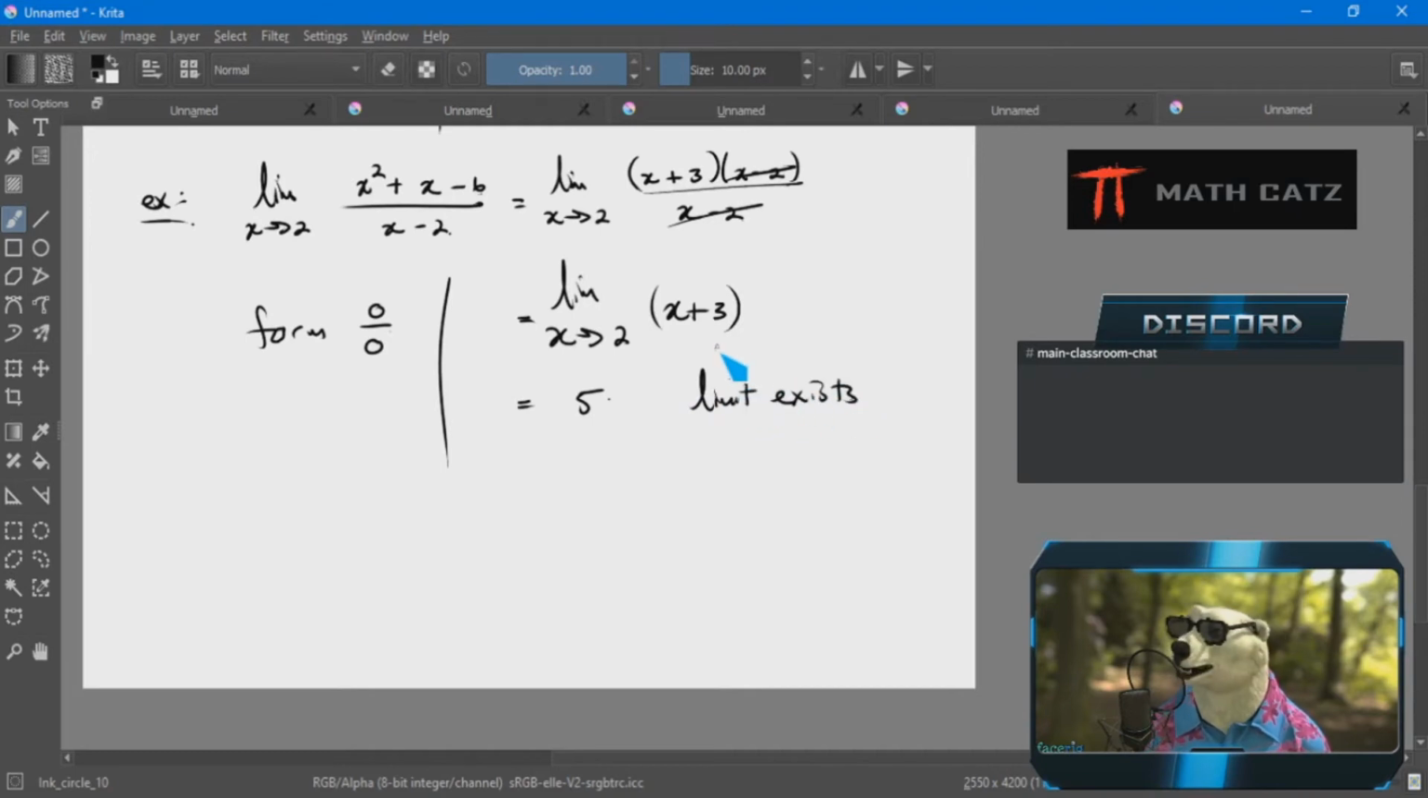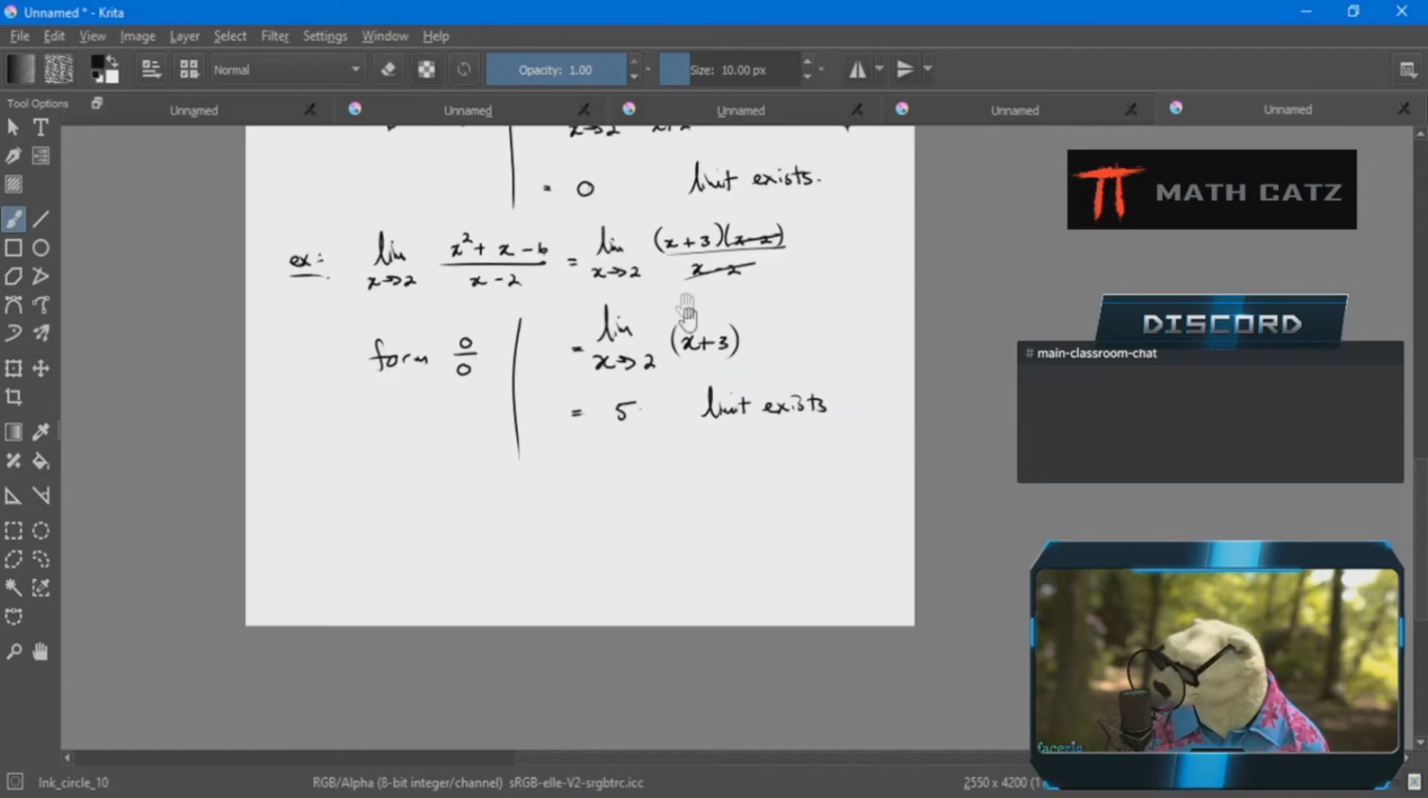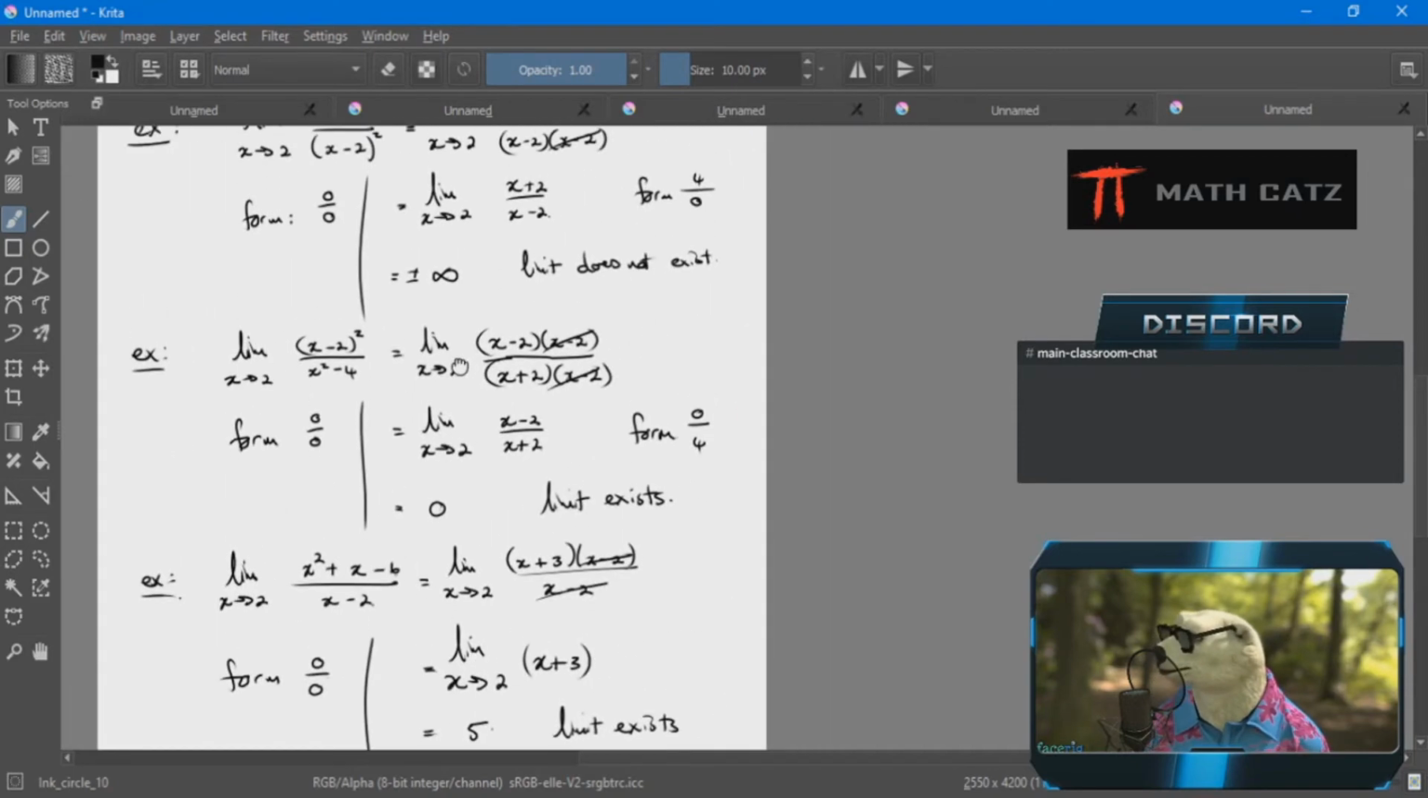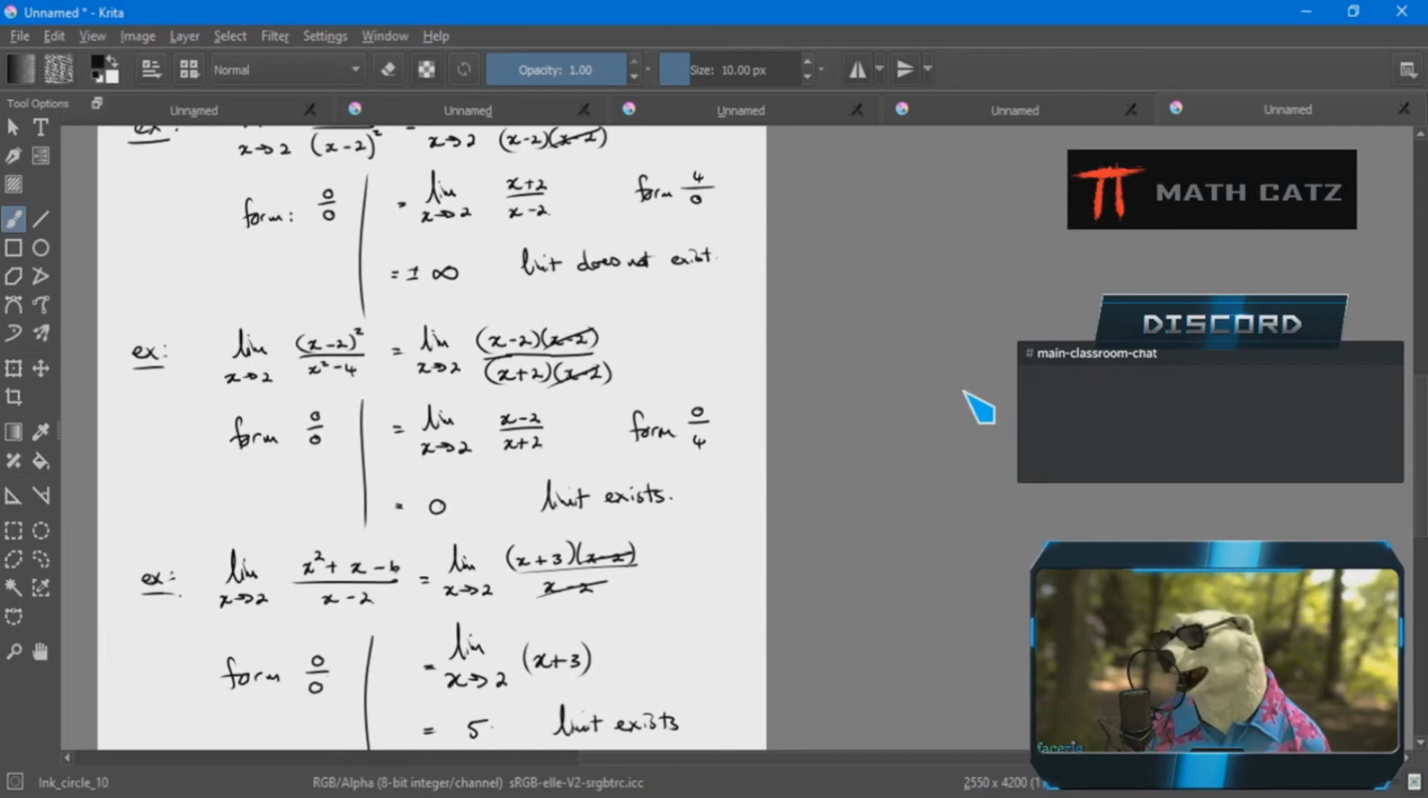So, to sum up, in all these cases, I had 0 over 0. But literally anything can be the answer. And I don't know until I look at the specifics of the function. That is the lesson here.